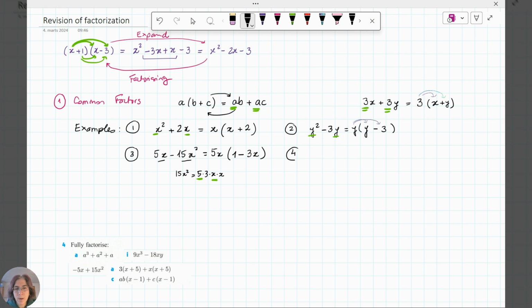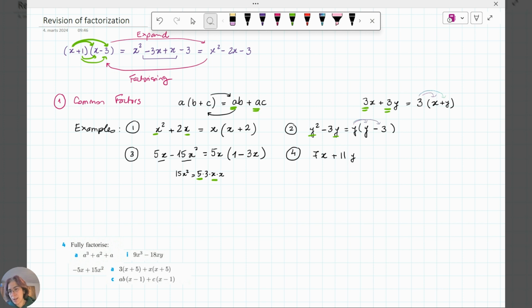One more. 7x plus 11y. Well, in this case, there is nothing in common. There is no constant that is common between 7 and 11. Those are prime numbers. And well, x and y are just x and y, and they don't have anything in common. So in this case, we are not able to factorize this expression, and that's okay. Sometimes that could happen. I have over here a few more expressions for us to factorize.